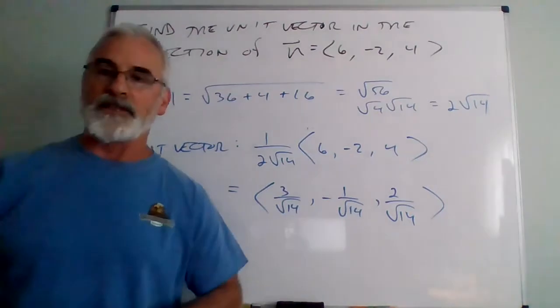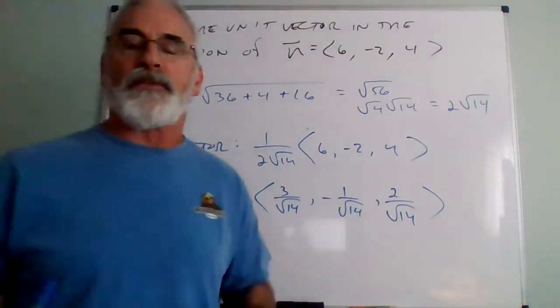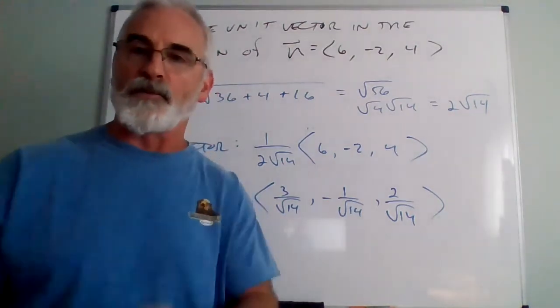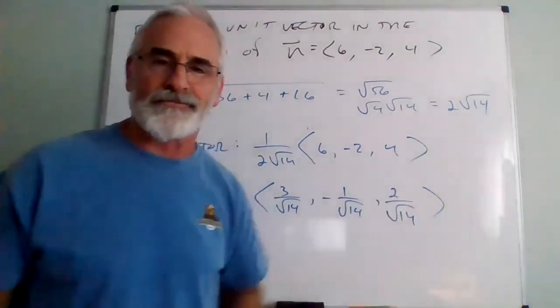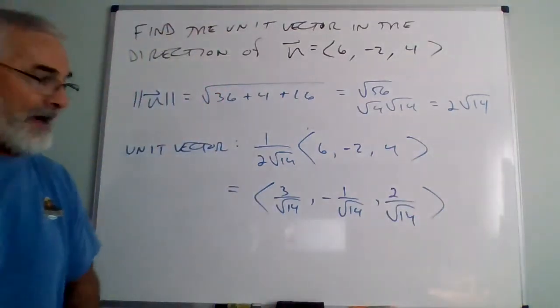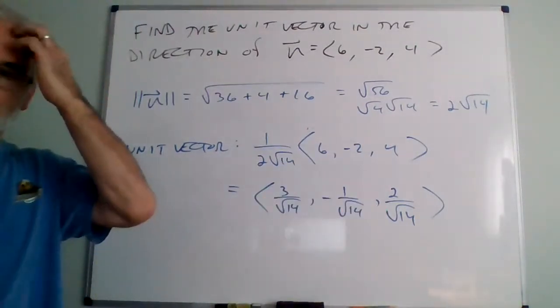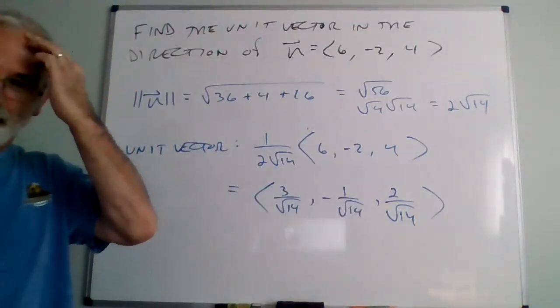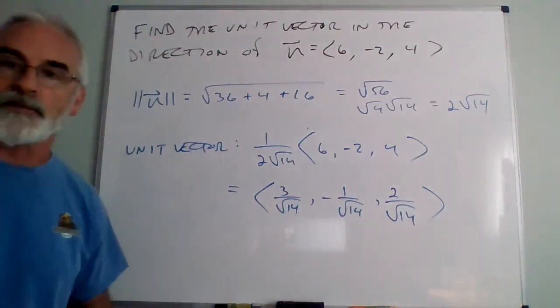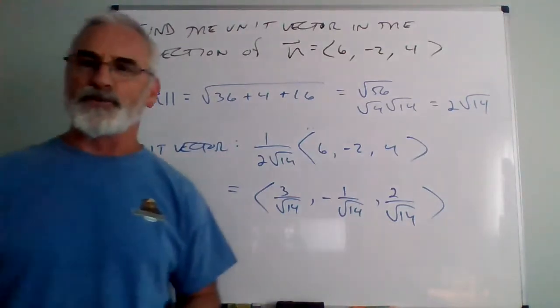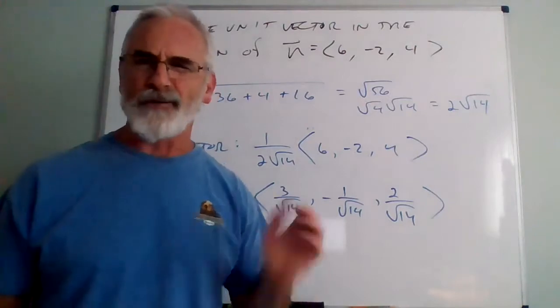For those of you who have been conditioned that you can't ever have a root on the bottom and pain and suffering will come your way, then yeah, go ahead and rationalize it if you want. You don't have to. I've simplified. Simplify means there's no common factors top and bottom. My experience is, in all the years I've been teaching mathematics, I've never actually had a student who knows what it means to rationalize, so I would leave it alone.